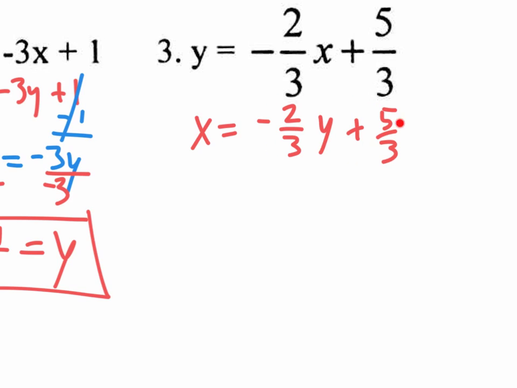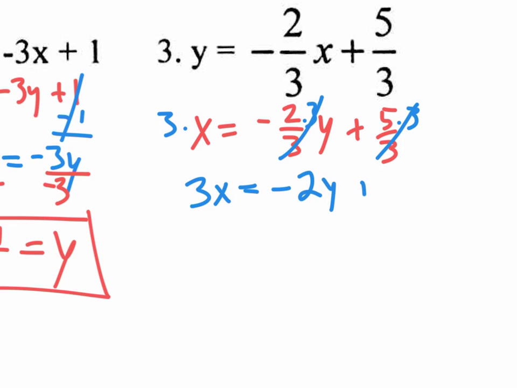And I have fractions here. I don't like fractions. If I wanted to, I could get rid of the fractions by multiplying everything by 3. So I'm going to multiply everything by 3. This by 3, the fraction by 3, and this by 3. The 3's will cancel, no more fractions, and I will get 3x on the left side. 3x equals negative 2y plus 5. So I almost have y by itself. I need 2 more steps.